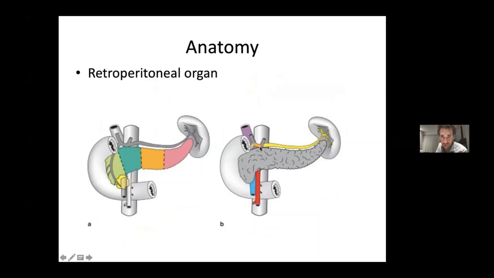So you've got the celiac trunk here with the splenic artery going to the spleen and the common hepatic artery, which then gives off the gastroduodenal artery and then the proper hepatic artery. This is the superior mesenteric artery and the portal vein. There's the superior mesenteric vein going into the portal vein, basically, but they are obviously continuous with each other.